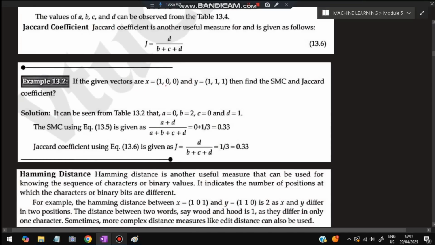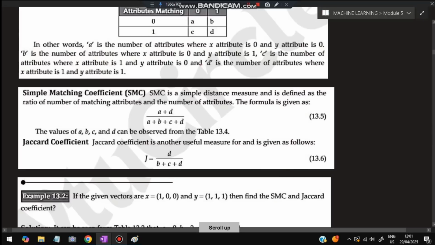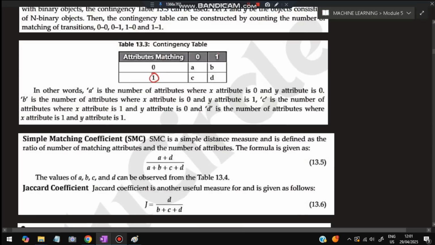So two binary vectors are given: 1 0 0 and 1 1 1. The first thing you have to do is compare 1 with 1. It is the same. If it is the same, where in this table does 1 and 1 come? 1 and 1 comes in the place of d, right? 1 and 1 means d. So d has 1 point.